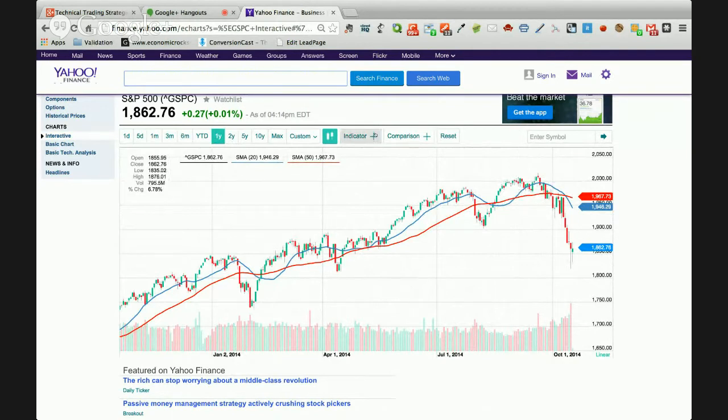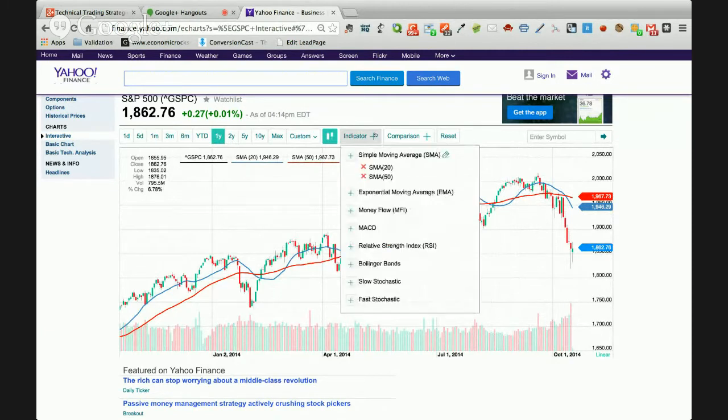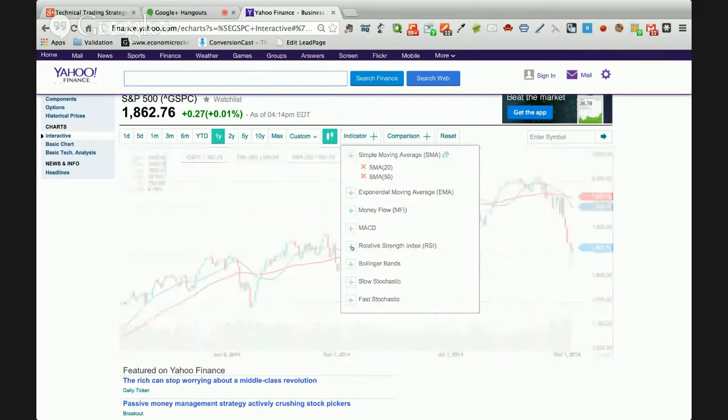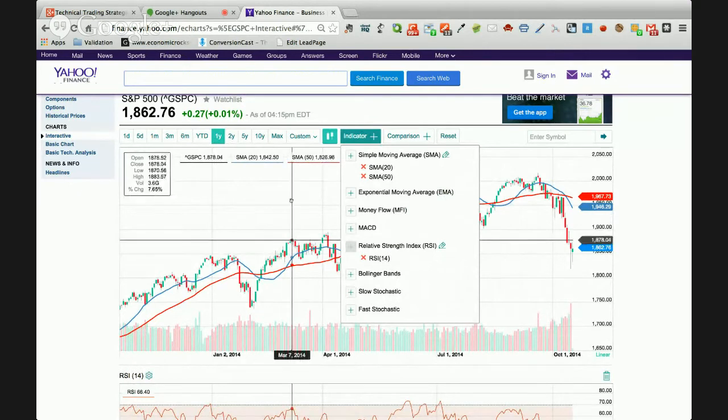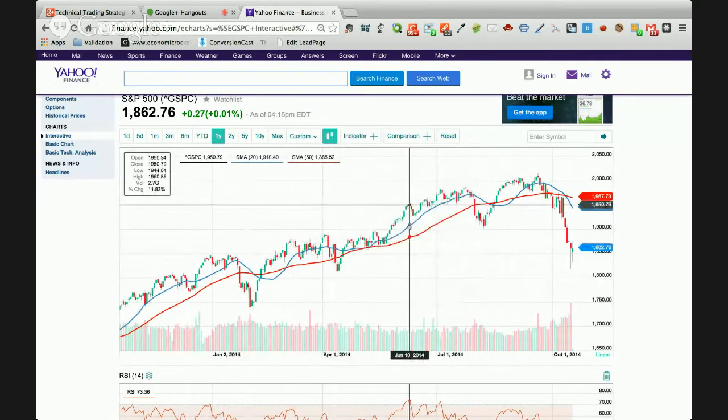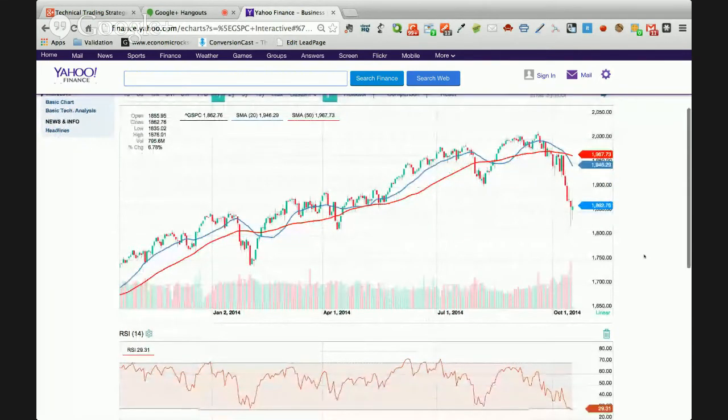And again, Yahoo Finance allows us to use the relative strength index, also known as the RSI for short. So I'm just going to put that in. And the default setting is a 14-day. Welles Wilder, the technical analyst who came up with this relative strength index, recommended a 14-day period in which the relative strength index should be used. Now, you're not going to see this on the price chart. The relative strength index is shown just below the price chart.